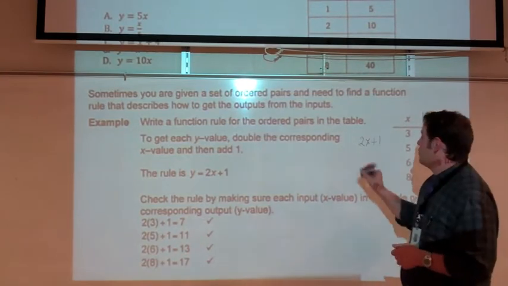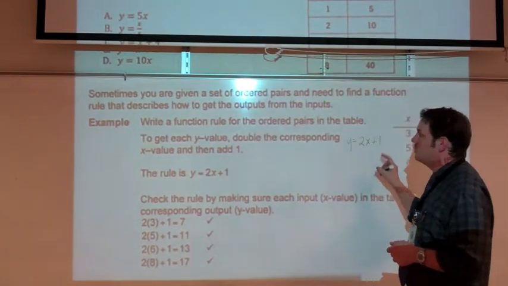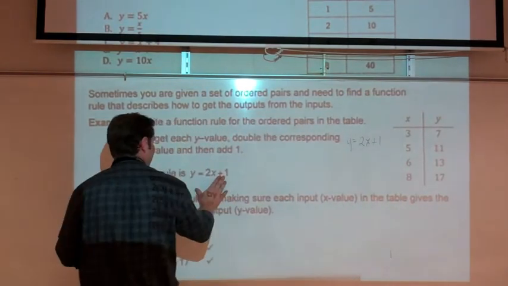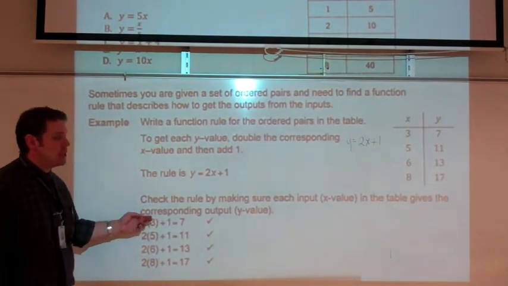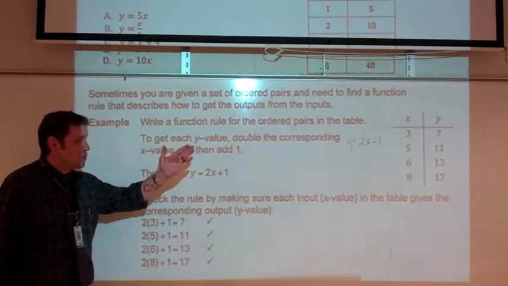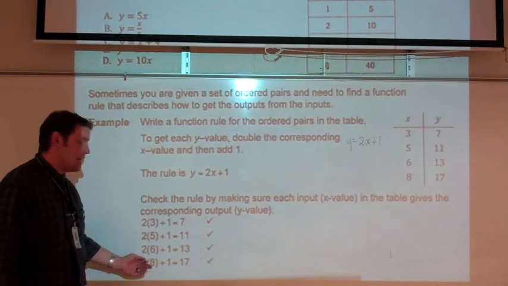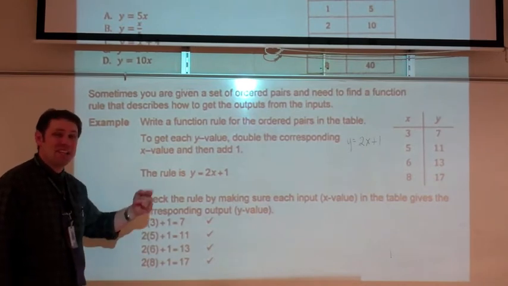So our function rule is y equals 2x plus 1. And that's what you want to end up with. You have to make sure that it works for each one of the given ordered pairs. So when you check it out, whatever the input is must give the output that you're looking for.